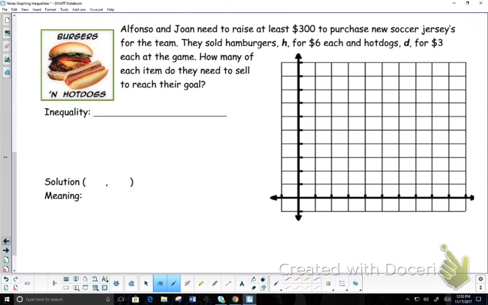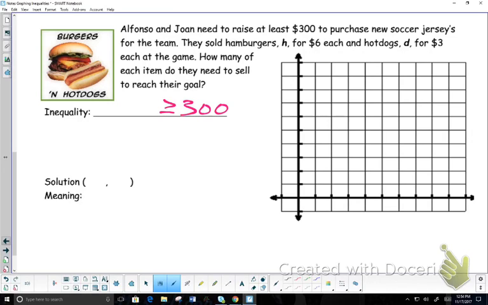Alfonso and Joan need to raise at least $300 to purchase new soccer jerseys. They need to raise at least $300. Is $300 your max or min? Minimum, right? They'd be thrilled if they raised $4,000. But what they can't do is raise $250. They have to raise what? At least. Can they raise 300? Yeah. So that's our min, which means the minimum side needs to face.